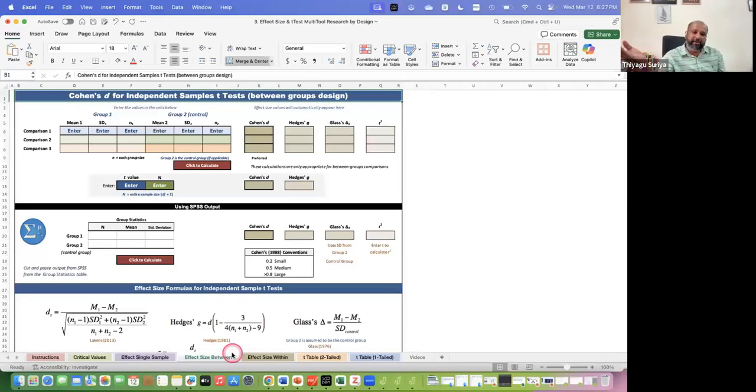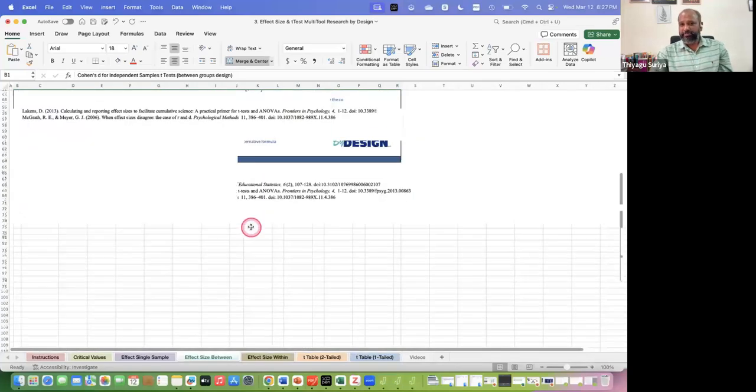You can even cross-check the SPSS, Jamovi or JASP output against this, with the Cohen's d value, whether the same Cohen's d is coming, right? These are the other effect sizes, Hedges' g and Glass's delta. These are the other effect sizes, but normally we use Cohen's d.